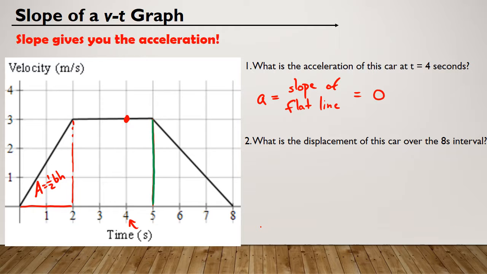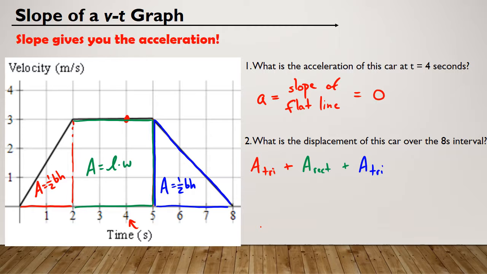Let's change colors. Remember, the area of a rectangle is length times width. And then I have another kind of bigger triangle over here. That's again 1/2 base times height. And so I just need to find the area of each one of these pieces. And so the total displacement would be the area of the triangle plus area of the rectangle plus area of the triangle again.